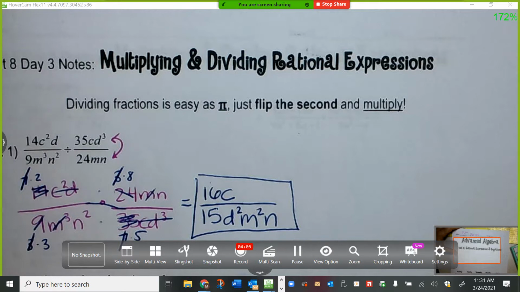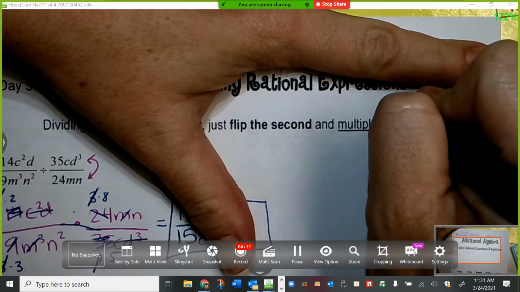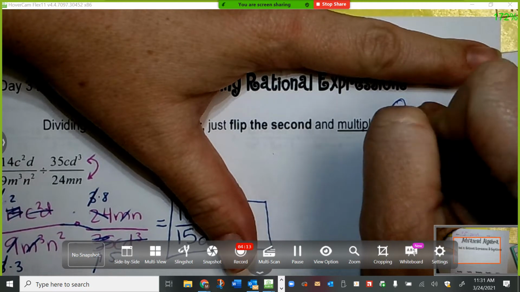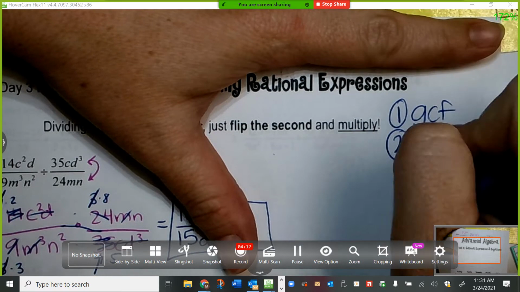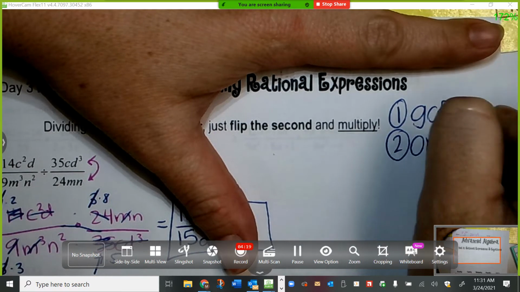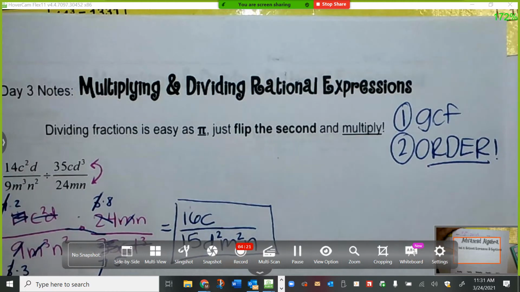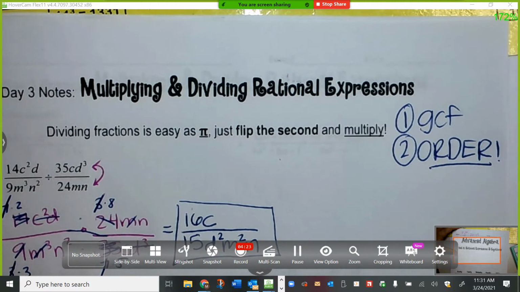When there's plus and minus, things change, and that's where factoring comes into play. So when you have plus and minus signs, you need to make sure you always check for a GCF, and you always need to make sure they're in order. Order matters way more than you realize. Those are two big things that you need to check in every piece of every problem.